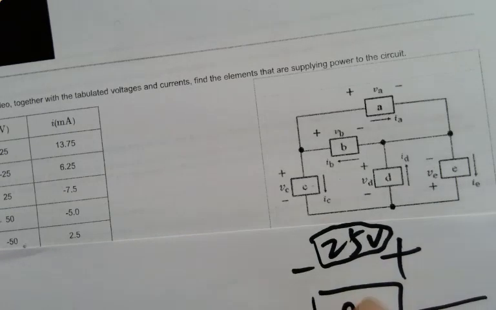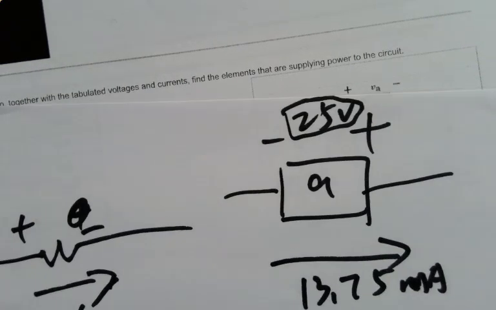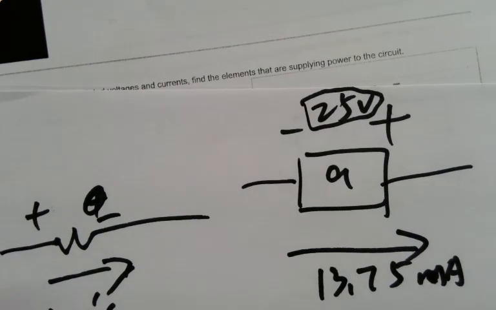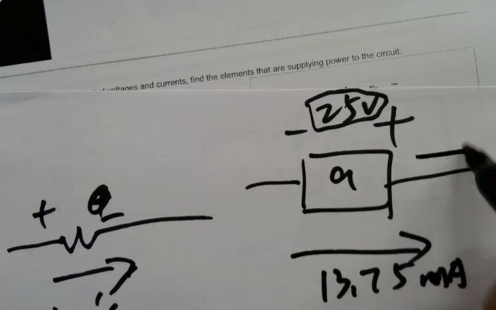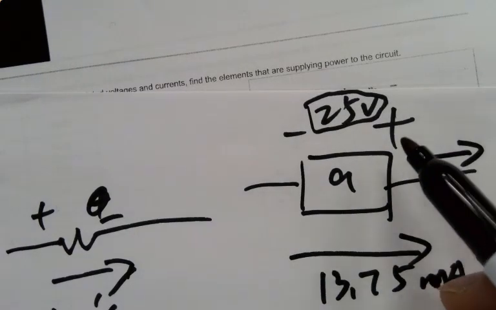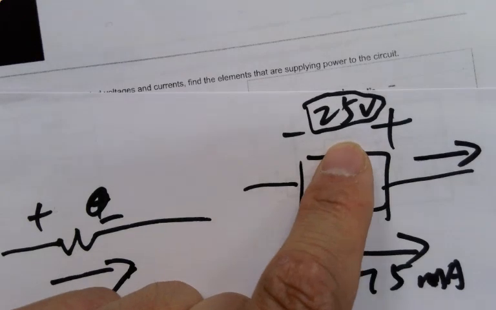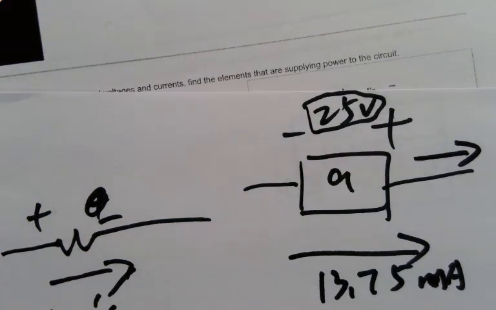So, is this one absorbing or dissipating power? Or supplying? Supplying. Why? The current is flowing out from the positive terminal. If you consider this is the battery, it's the anode. Anode is sending current out. So it's supplying, it's delivering, right? So we're getting a negative power. Negative power.